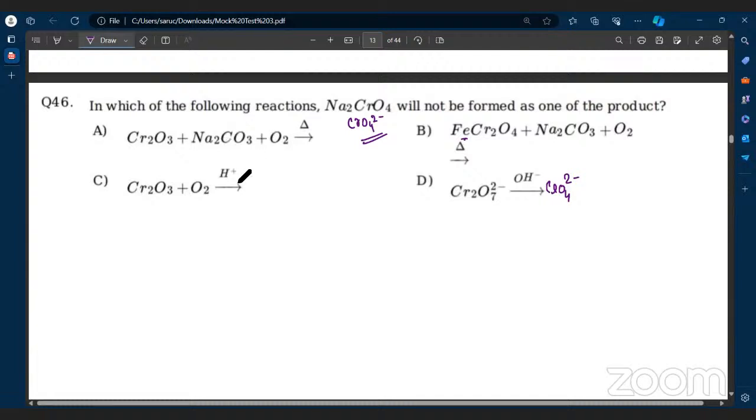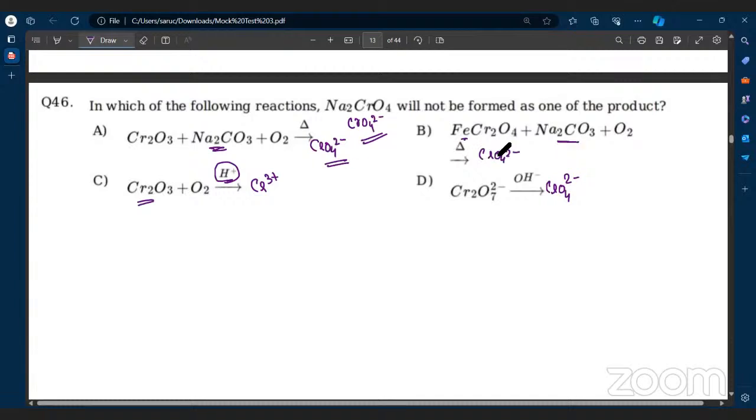Here you have Cr2O3 plus O2 in presence of H plus. In acidic medium, Cr2O3 will give you Cr3 plus. It will not produce CrO4 2 minus. But here it is a basic medium. Here too it is a basic medium. So in basic medium, you'll be getting CrO4 2 minus as one of the products.